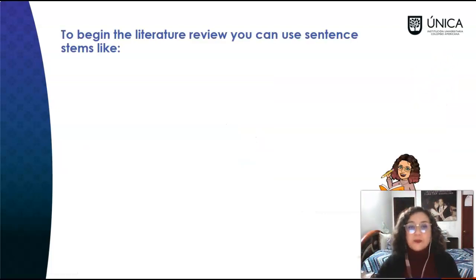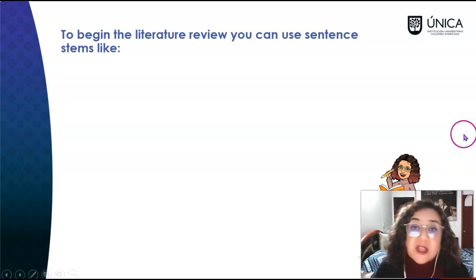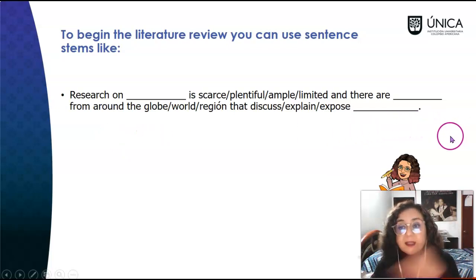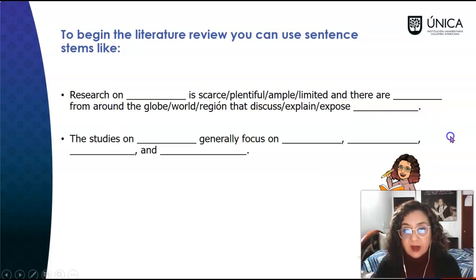So to begin the literature review, you can use sentence stems like "research on bilingualism, for example, the topic is scarce, plentiful, ample, limited." It all depends on your topic. And "there are many, some, several, a lot of articles from the globe, region, world that discuss, explain, expose..." You can use this kind of structure to organize your writing.